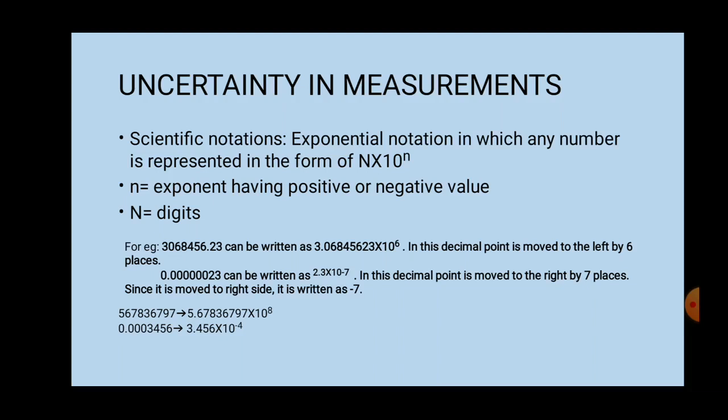Now here you can see, small letter n is an exponent having a positive or negative value. Capital letter N is nothing but the digits. Now I have given an example, that is 3068456.23 can be written as 3.0684563 into 10 to the power 6. Okay, and here what happened, see the decimal point. This decimal point I shifted to the left side.